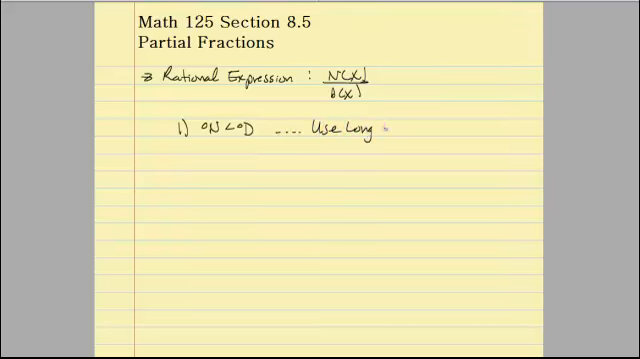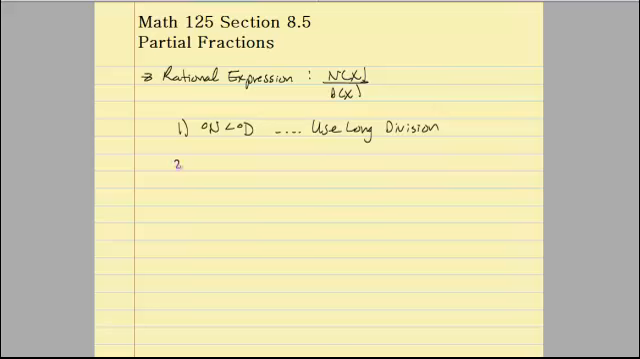Now if you want to use long polynomial division or synthetic division, use what you want, but sometimes you have to use long polynomial division, so it's a good idea to be aware of that process as well, because not all of my denominators are going to be a nice little linear term to divide through by. So if the degree in the numerator is less than the degree in the denominator, we're fine. We can go ahead and go to the next step. If the degree in the numerator is greater than or equal to the degree in the denominator, I have to use some sort of long division in order to simplify the expression.